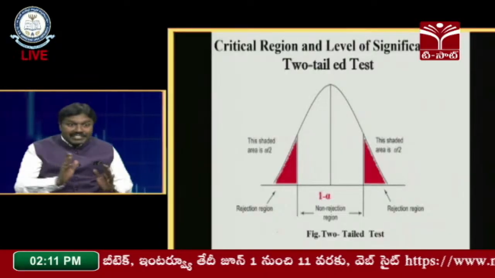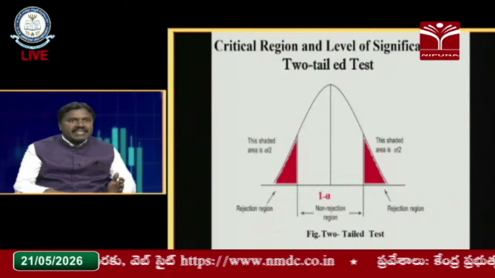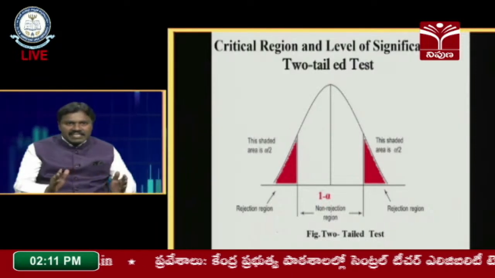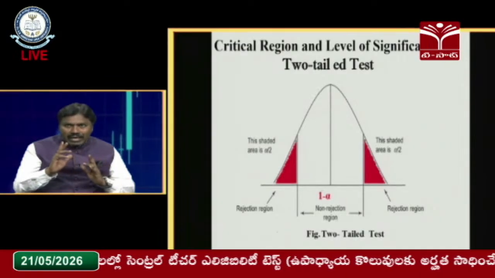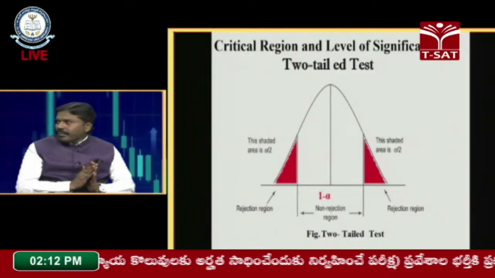So what is the rejection region here? Alpha by 2 on two sides, because we are going to test both sides. The left side is alpha by 2 and the right side is alpha by 2. These two are rejection regions. So if your test comes under the not equal case, we can apply the two-tailed test. Since we are discussing both sides, left side and right side, we take the two-tailed test.